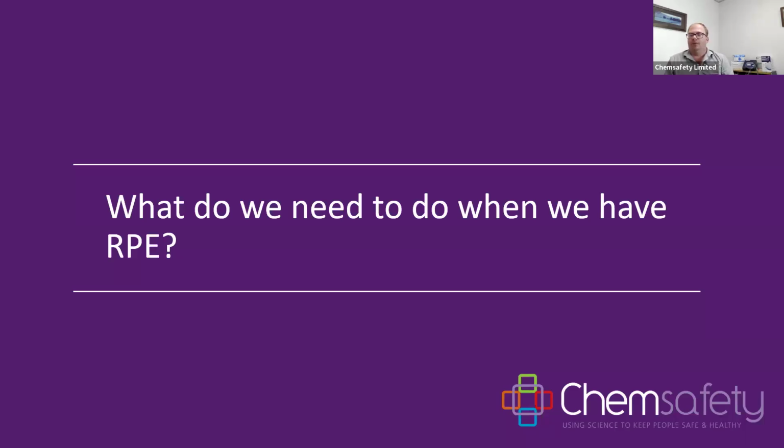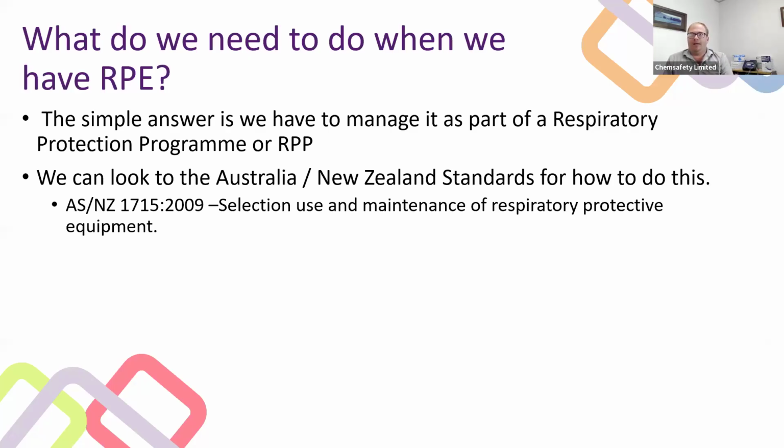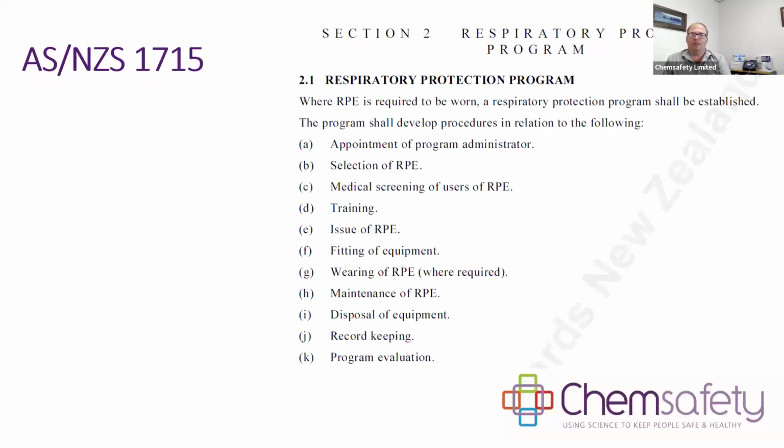So what do we need to do when we have RPE? The simple answer is we have to manage it as part of a respiratory protection program, or RPP. Forgive me, there are quite a few acronyms in this presentation. So RPE, Respiratory Protective Equipment, RPP, Respiratory Protection Program. And we can look to the Australian New Zealand standards for how to run our RPP. So the AS/NZS 1715:2009 standard, the selection, use, and maintenance of respiratory protective equipment, has a section about your RPP. And we'll go into some parts of this in much more detail shortly.